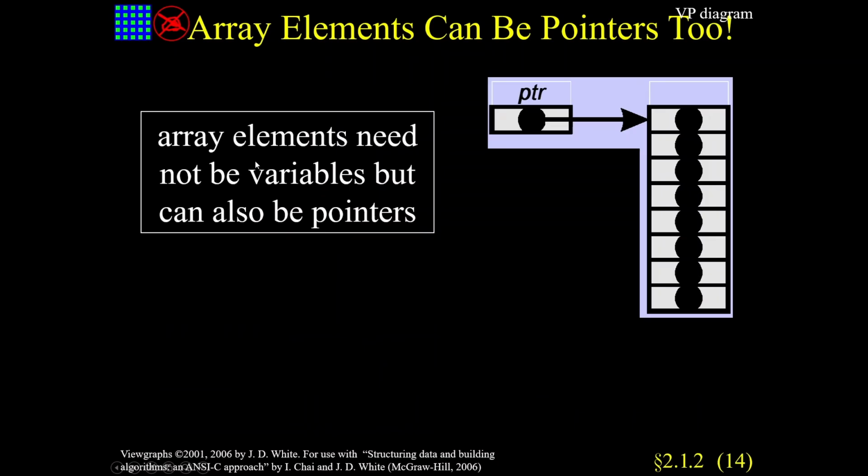And note, array elements could also be pointers too if you want to make things more complicated. Array elements don't have to be variables; you could also make them pointers, or pointers to pointers to pointers, or whatever you want.